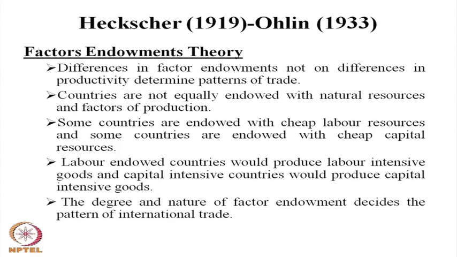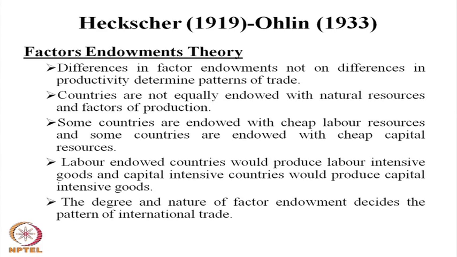Similarly, among the other theories, there is the Heckscher-Ohlin theory of 1919 and 1933. Heckscher and Ohlin developed what is called the factor endowment principle, the factor endowment theory. If you look at the world, different countries have different kinds of factor endowments. Here, factors of endowment, particularly natural resources, labor, capital, technology and land, are the factors of production. Some countries may be cheaply endowed with capital, and some countries may be cheaply endowed with labor resources.